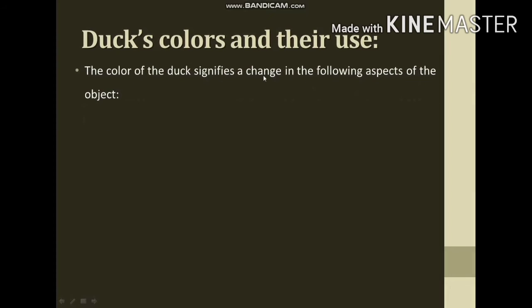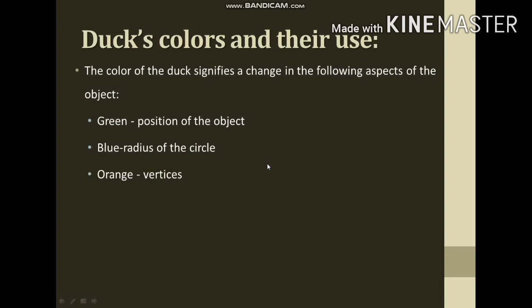Ducks color and their use. The color of a duck signifies the change in the following aspect of the object. First, green, that is to position of the object. Blue, radius of circle. Orange, vertices. Yellow, curves. And dark blue to change the angle in star. Now this orange and yellow will be used when we have the polygon and spline tool, and dark blue will be used when we have the star tool.